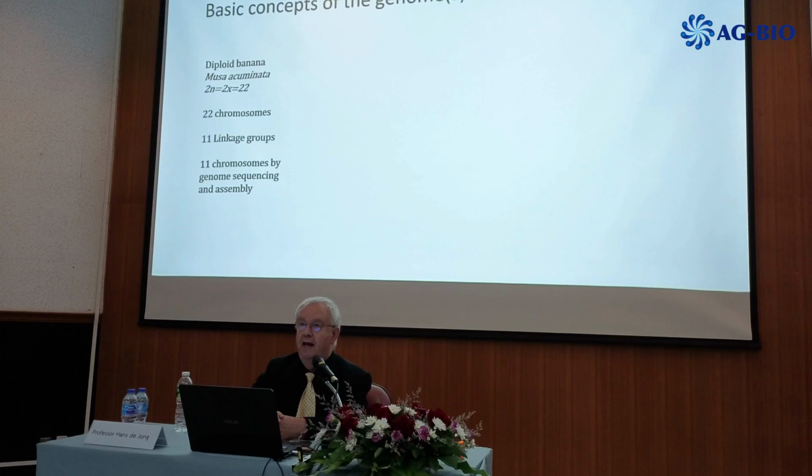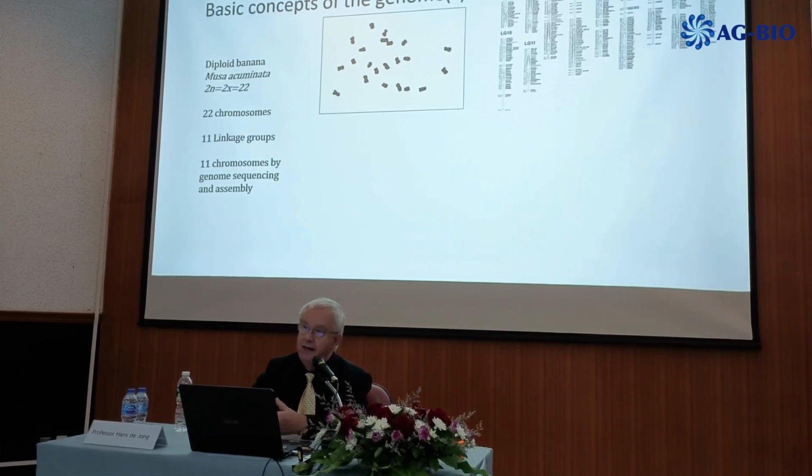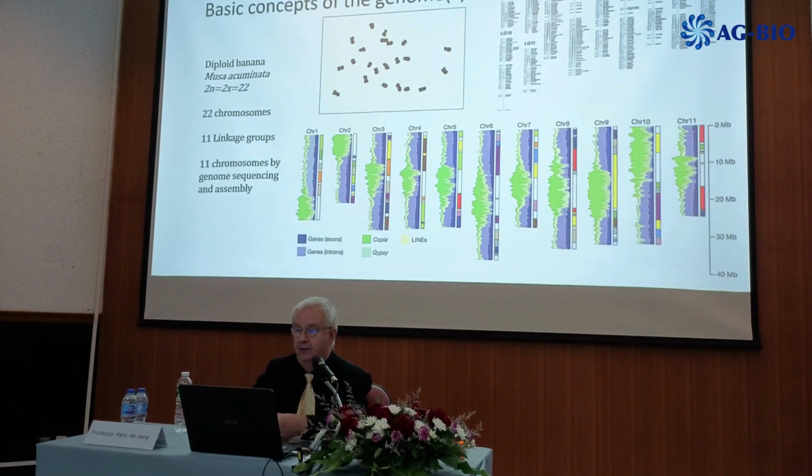So as a starter, I would like to mention the close relationship that is always very important for me, the basic concepts of the genomes. If you talk about genomes, and I take the diploid banana as an example with 22 chromosomes, that is quite easy. You can see 22 chromosomes or 11 chromosome pairs. In the genetical studies, you end up with 11 linkage groups. And at the same time, as you can see in a Nature paper that was published about 6 years ago, you have 11 chromosomes, telomere to telomere, by genome sequencing and assembly.